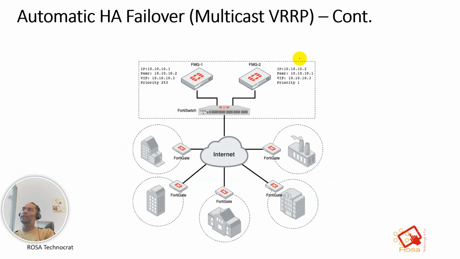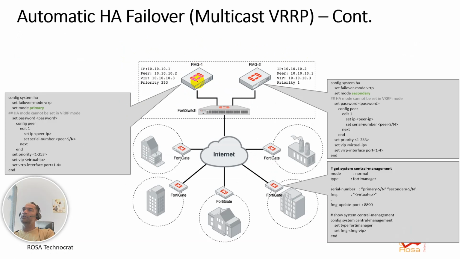Automatic HA failover, multicast VRRP as explained. So you have got FMG1, FMG2. Under config system HA, you will see set mode VRRP and failover mode VRRP. The HA mode cannot be set in VRRP mode because this is chosen by the priority of the box. You will have the peer serial number configured, priority, and VRRP interface. These are the same things that I showed on the GUI, and now we can see them on the CLI.